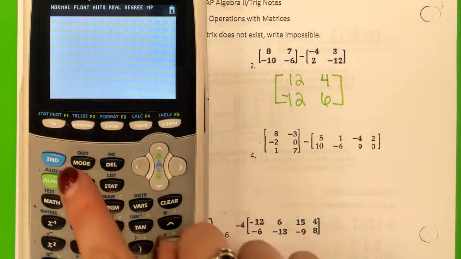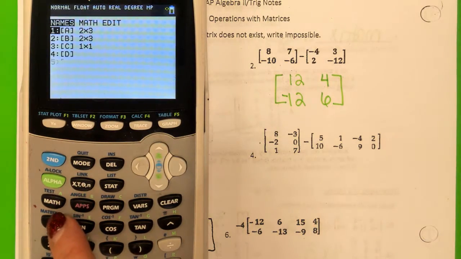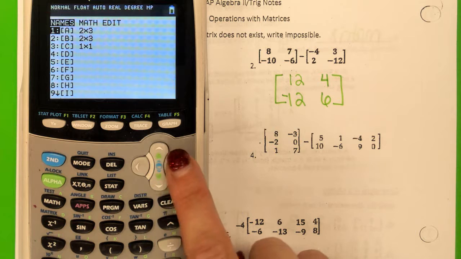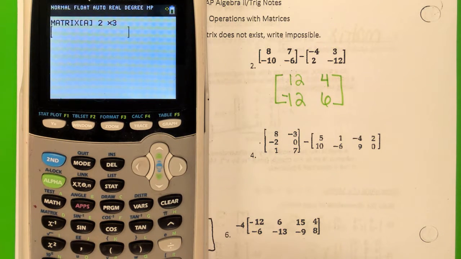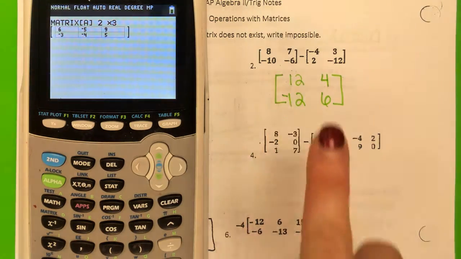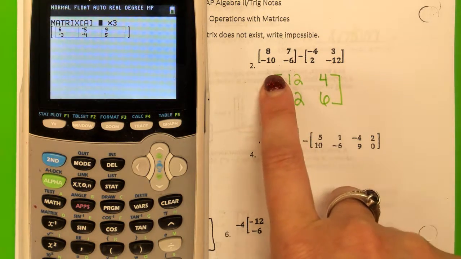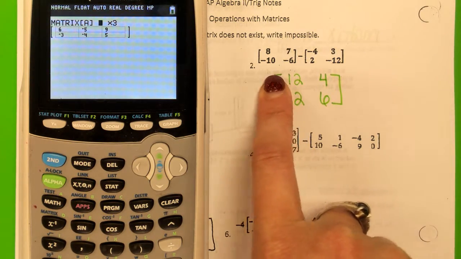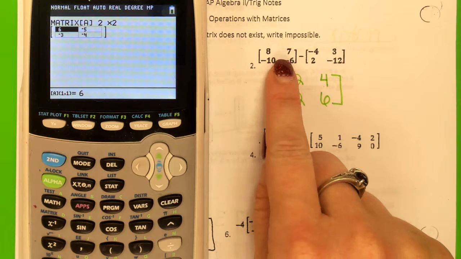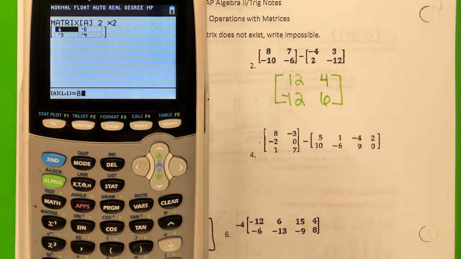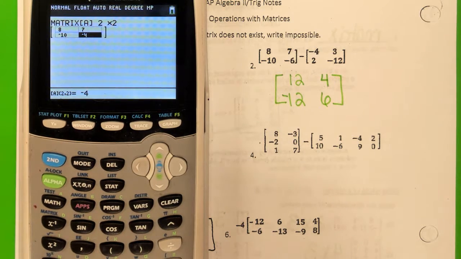Here we go. So you go to second matrix, go over to edit, hit enter. What size is the first matrix here? 2 by 2. Then you have to type all these numbers in to tell the calculator. You're going to 8, enter, 7, enter, negative 10, enter, negative 6, enter.